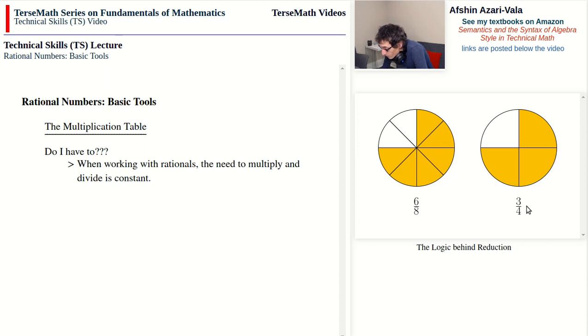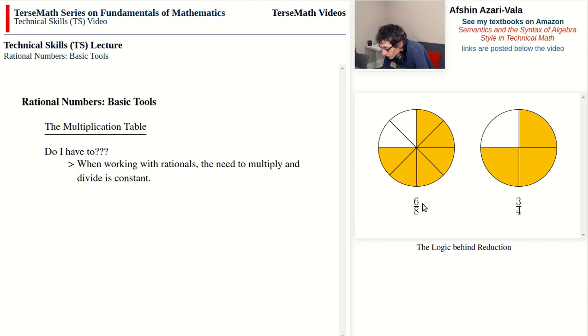With 3/4, we take half as many pieces. Instead of 6 of them, we take only 3 pieces. But notice that because 8 became 4, the size of a piece doubled. Of course, 8 gets divided by 2 to give 4, and the size doubles because when we have a 4, the pie gets cut into 4 parts. With 8, it gets cut into 8 parts. So the larger the denominator, the smaller the size of the piece.